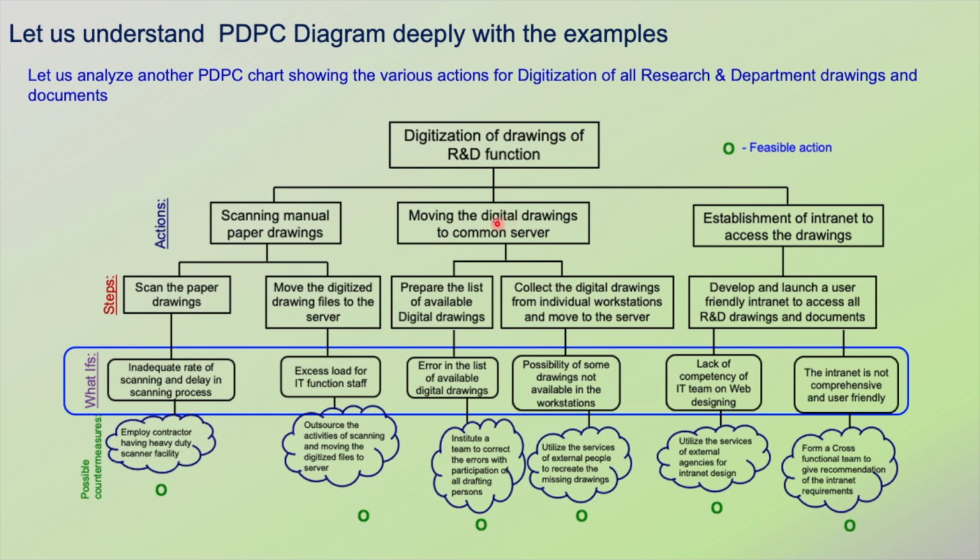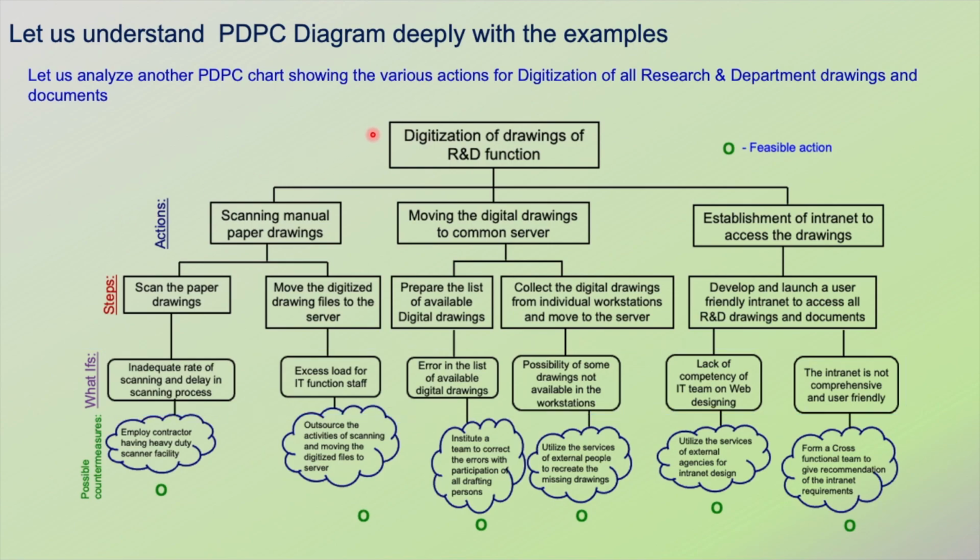So, if you have to successfully implement the plan of digitization of drawings of R&D function, these are all the possible actions and these are all the steps. These are the potential failures which can affect the objective, and then these could be the possible countermeasures. Thus, this is the comprehensive PDPC diagram for achieving an objective of an organization.